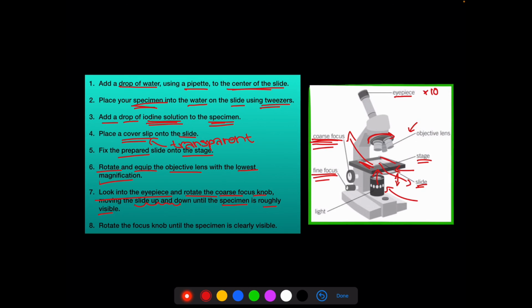Then you stop. Then you rotate this small focus knob, sorry, the fine focus knob, until the specimen is clearly visible. Until you can see it perfectly with perfect resolution, until it's not blurred. Because it would usually be blurred, in a low resolution, after the previous step. This one makes it the highest possible resolution that you can find.